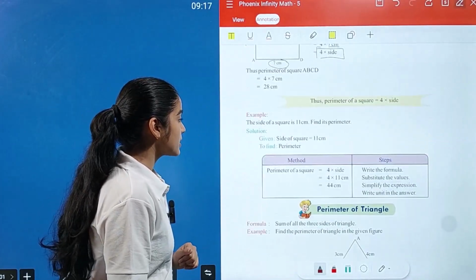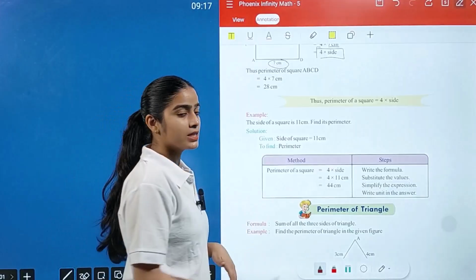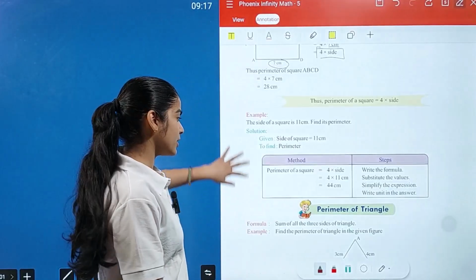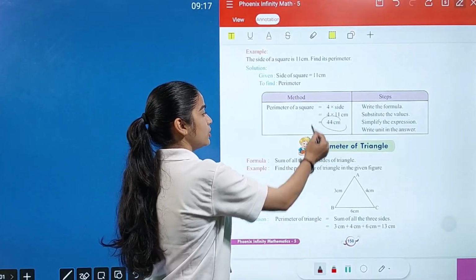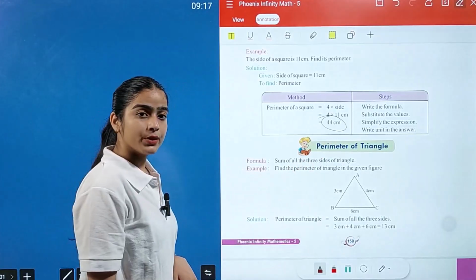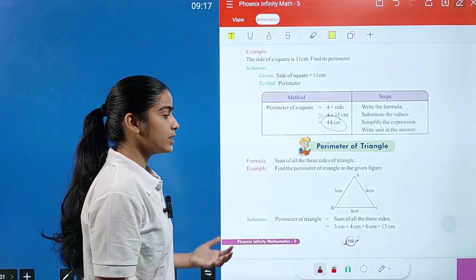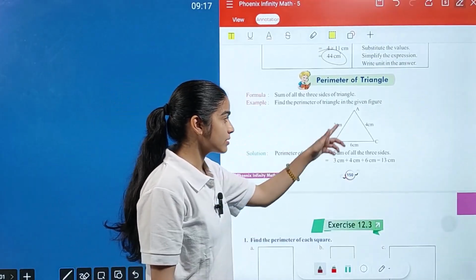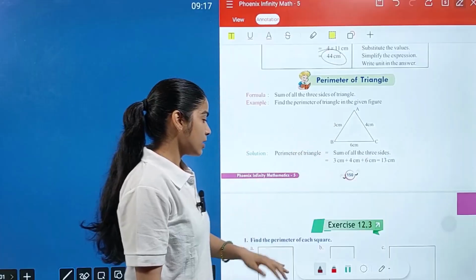Now the side of a square is 11 centimeter. Find its perimeter. That is very easy. You just have to multiply 4 by 11 and you will get your answer, which is 44 centimeter. Now we deal with perimeter of rectangle. That is more easy. You just have to add all the sides together and you will get your answer.